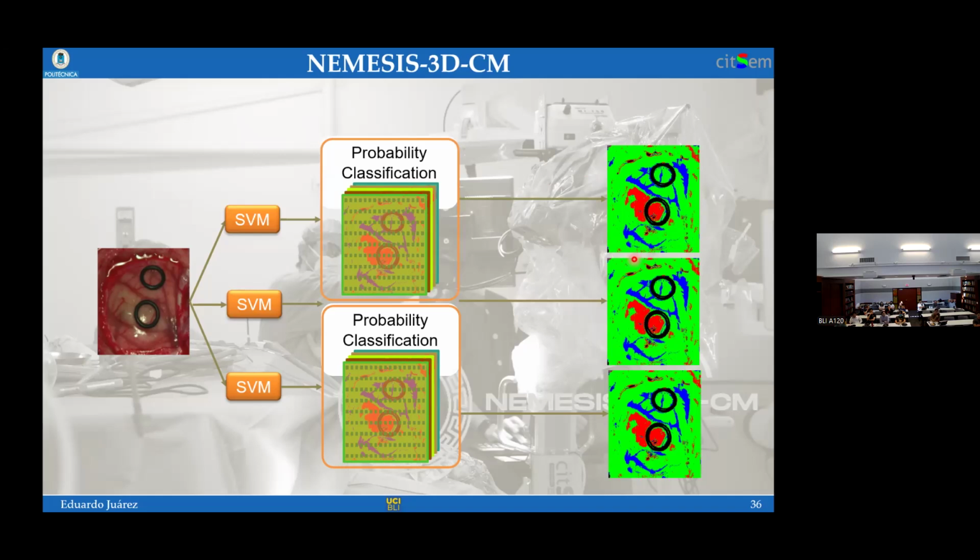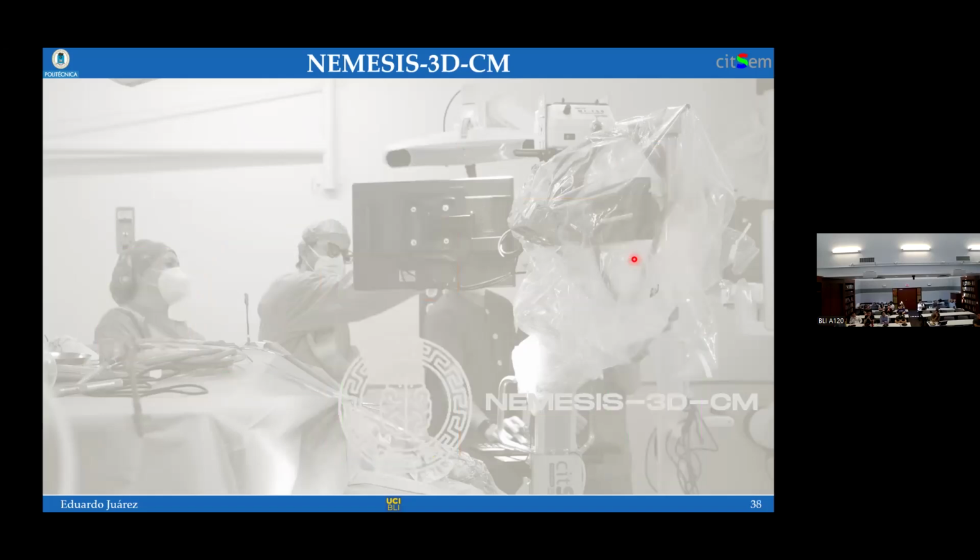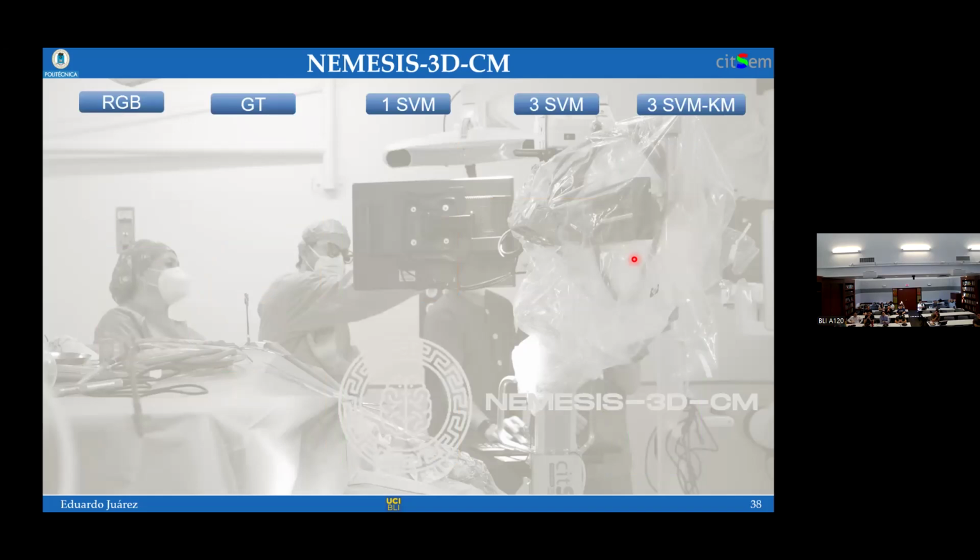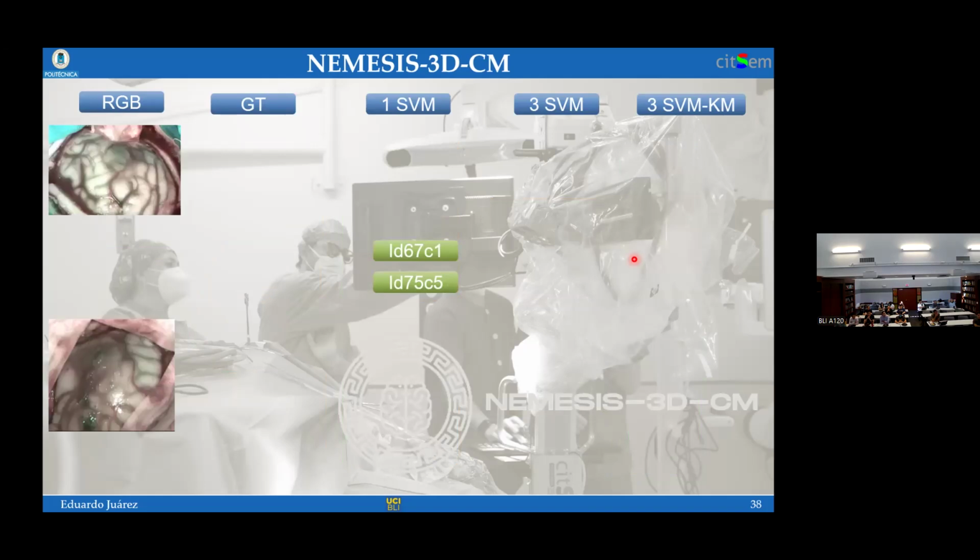Imagine this is like if you have three experts in the room and you ask the same question to the three experts. Probably there will be small differences, but they agree on the fundamentals. And we try to see how those differences provide some improvement in our results. And what we got with this is the following. Here I will show you the classification maps for these two patients, 67 and 75. Both of them had glioblastoma, grade 4.